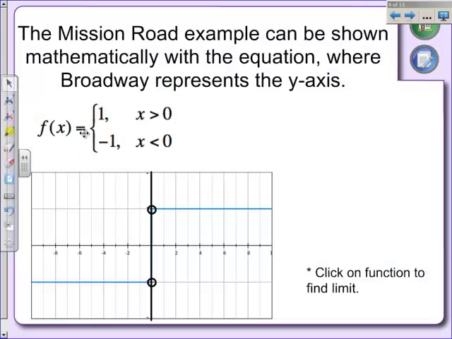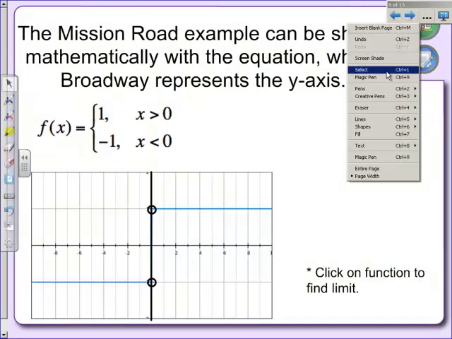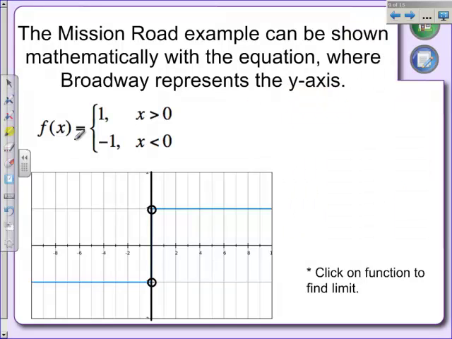Here I've got a piecewise function, and piecewise functions are where you have more than one equation. It's got f of x equals, we open up brackets. So f of x equals 1 if x is greater than 0, and x greater than 0 means positive values of x. You can see all of these positive values of x, we've got the line y equals 1. For all of the values less than 0, I've got f of x equals -1. This is called a piecewise function. I've got two different equations for different intervals on the x-axis.